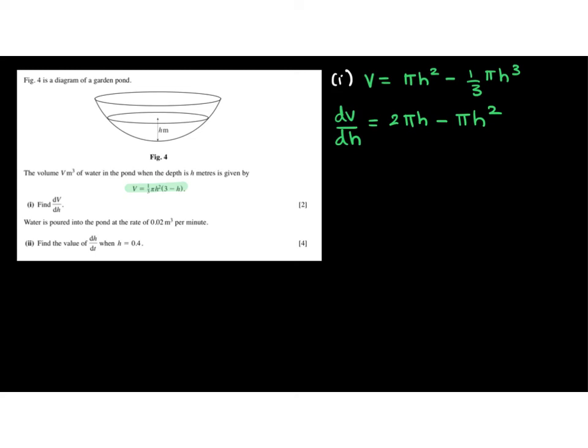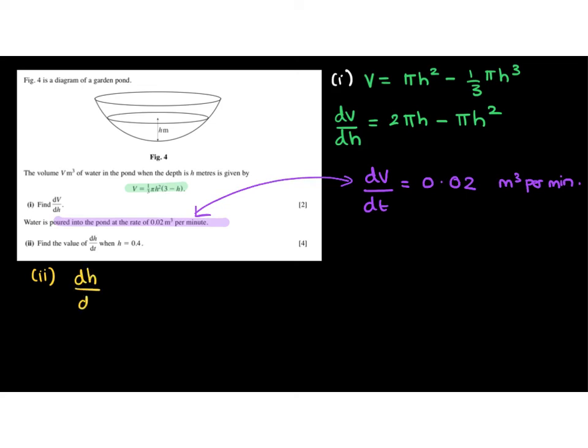Now, part 2. Water is poured into the pond at a rate of 0.02 meters cubed per minute. What information is this? Meters cubed per minute. That's volume per time. So we are being given dV by dt, which is 0.02 meters cubed per minute. So look at how I've used the units here to help me work out which rate of change I have. Now, we are being asked to find dH by dt.